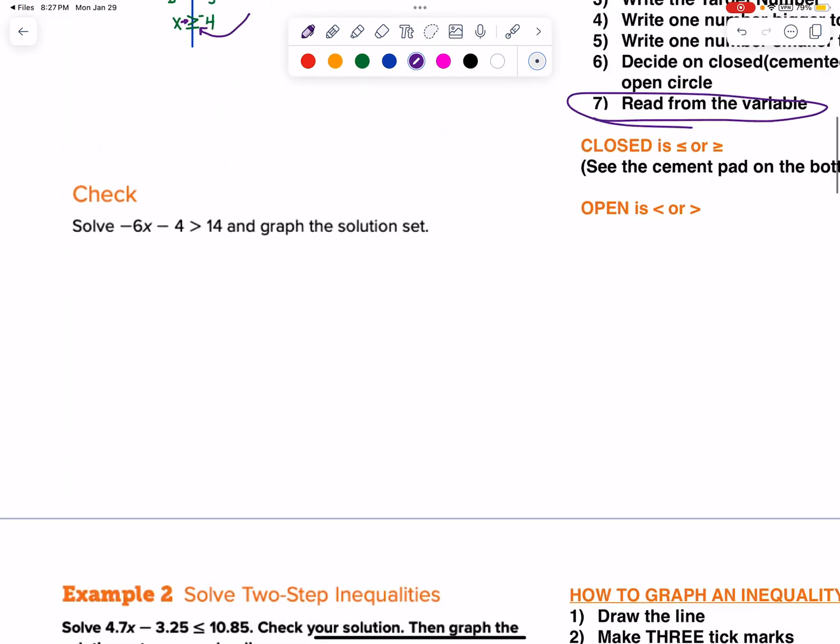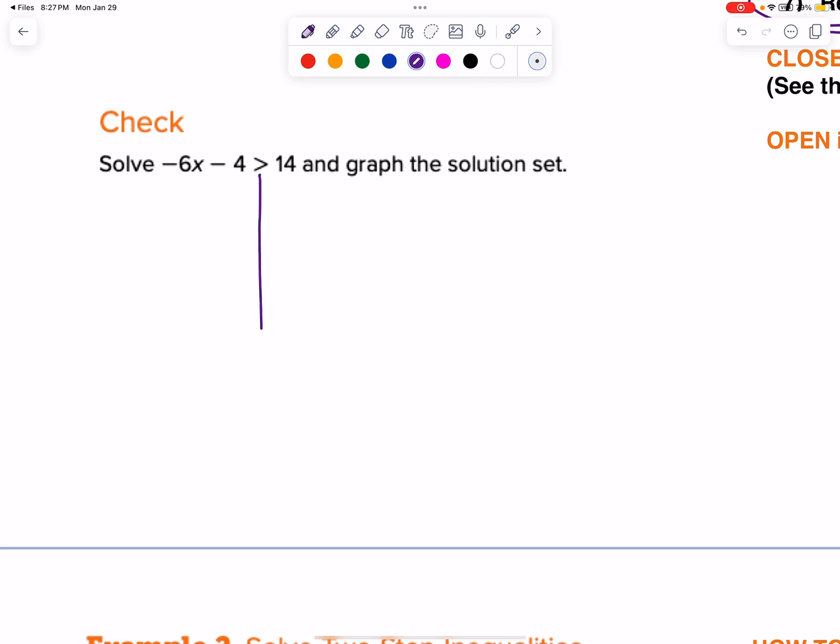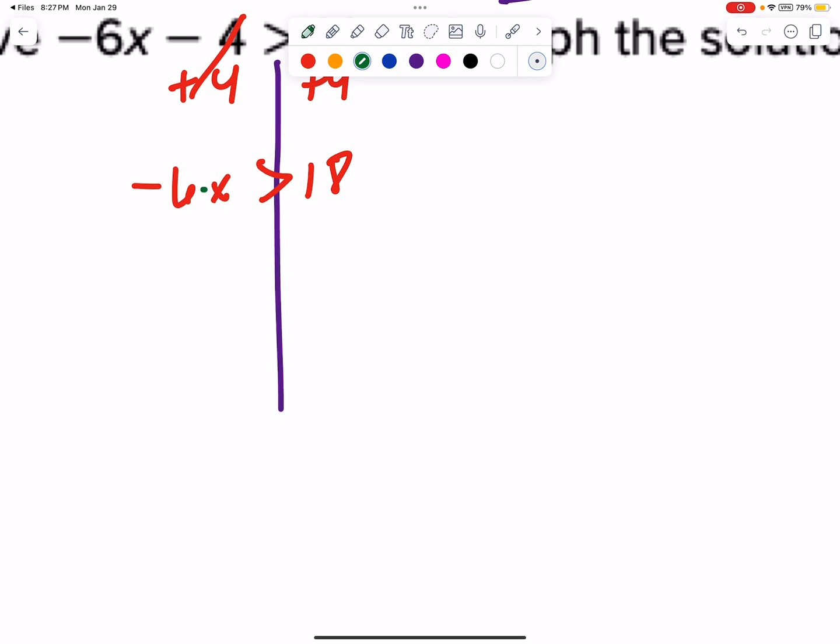All right, let's go ahead and try out the check. If you want to pause and try, you can, or follow along. Remember, when we're doing opposite order of operations, we're doing SADMERG. So we take care of any addition subtraction first, the simplest first. So add 4 to both sides. That crosses out. We have a negative 6x is greater than 18. Now we can go ahead and isolate the variable. So we have an x times a negative 6. We would divide negative 6 on both sides. That crosses out. And when you multiply or divide by a negative, you must change the sign.